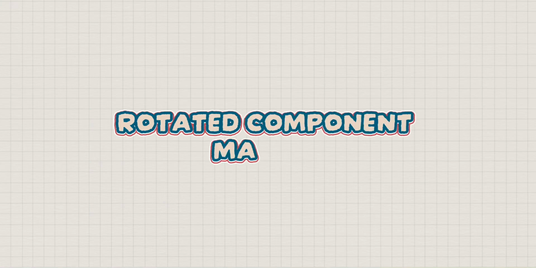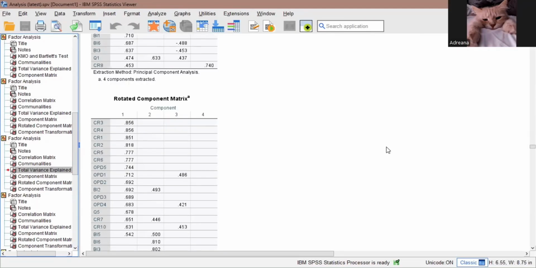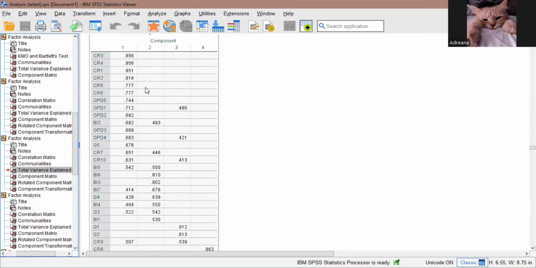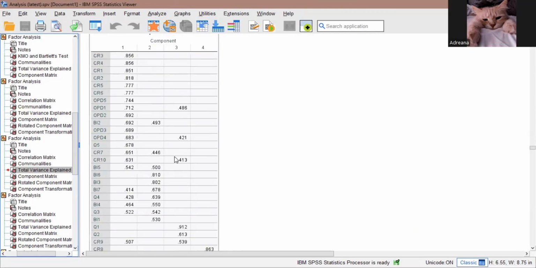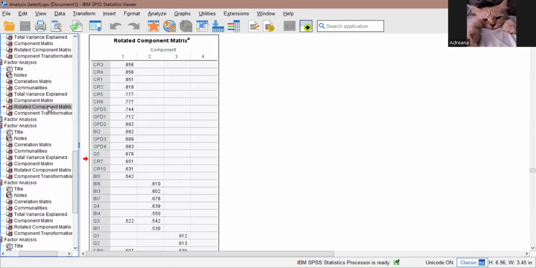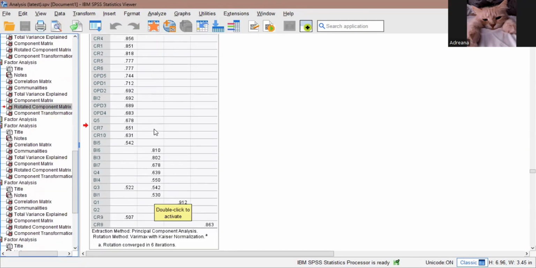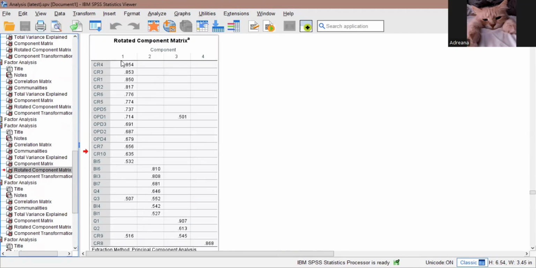So last but not least, we have the rotated component matrix. After confirming our data was suitable enough for factor analysis using the KMO and Bartlett test, we used principal component analysis (PCA) to find the patterns in the survey items. The rotated component matrix shows how each item groups into different components based on their similarities. As you can see here, the outcome is a bit messy because there are cross-loading values here and there. And then after some adjustment, it becomes better, but there are still a few items that have the same value, like Q2, if I'm not mistaken. I can't really see, I'm sorry.